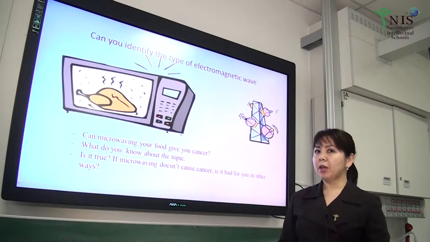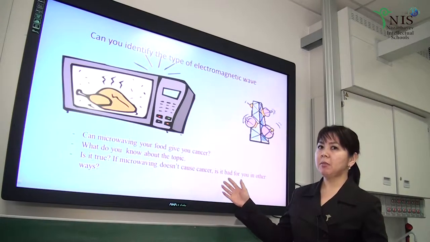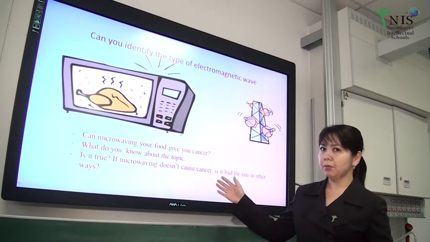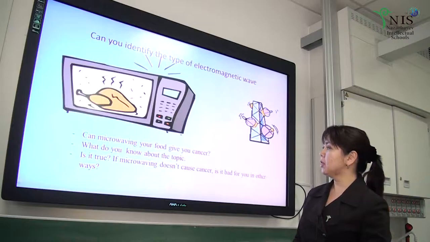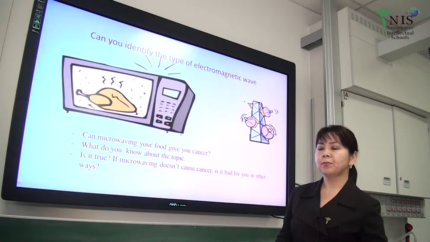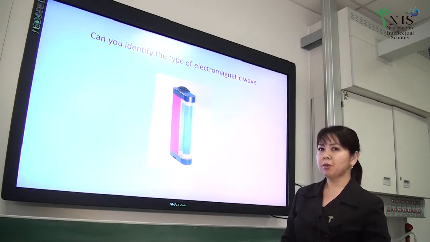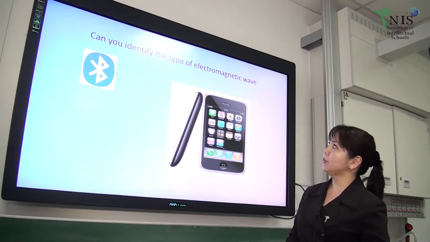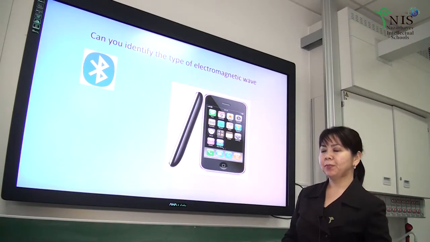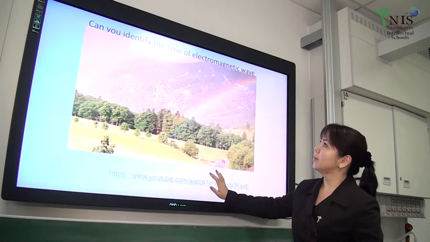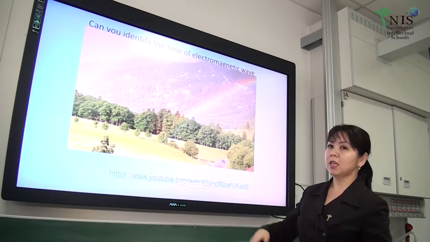Electromagnetic waves are everywhere in our daily life. This is a problem question. Can microwaving your food give you cancer? Is it true? If microwaving does not cause cancer, is it bad for you in other ways? What about these types of wave? Can you identify this type of electromagnetic wave? What about this? Can you identify this type of electromagnetic wave?